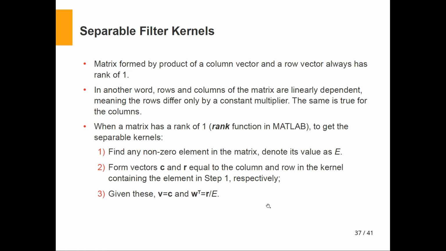And just by doing this simple transformation, for any kernel that has a rank of 1, you can come up with two separable one-dimensional kernels which you can convolve with your image in any order you want. Overall, the computational complexity is going to be much less than if you convolve the original kernel with the image.